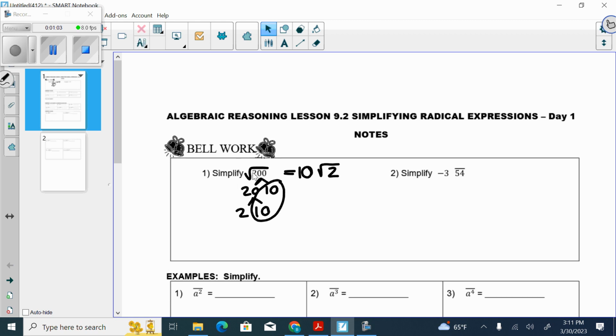All right. Same thing over here. We've got -3 times the square root of 54. So is there a perfect square root of 54? No. All right, then what multiplies to give me 54? 9 and 6. Good.